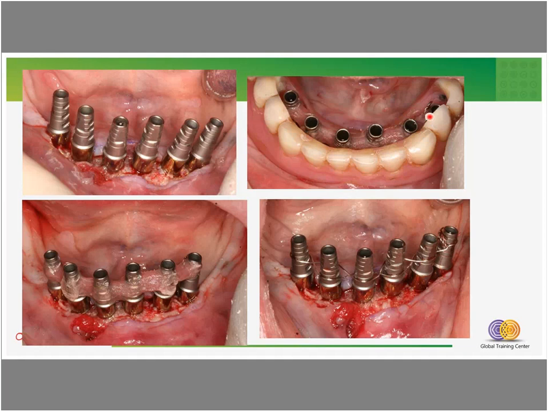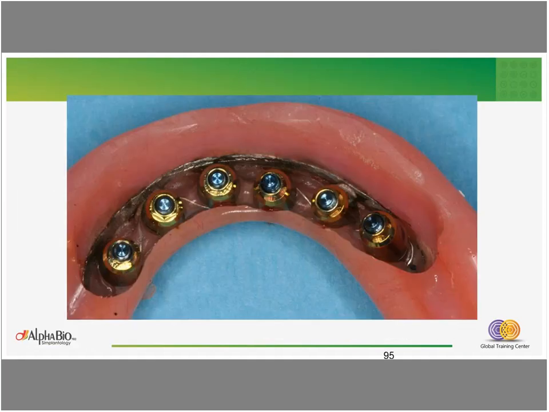So all the implants were connected to the abutments, all the abutments are connected together, and it was all connected to the denture. Finally, we can convert the removable denture into a screw-retained temporary restoration that is fixed on the implants at the implant level. This is the post-op immediately after the insertion of the implants and the restoration.